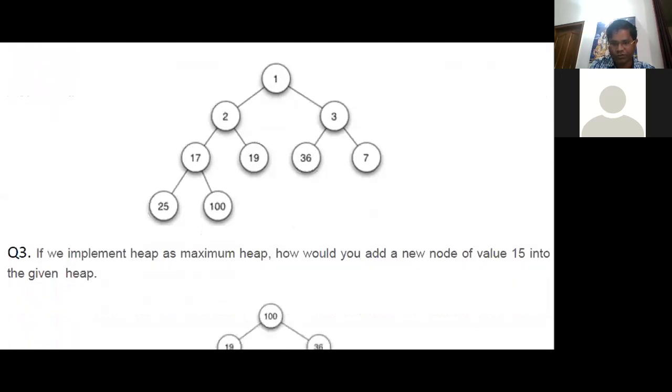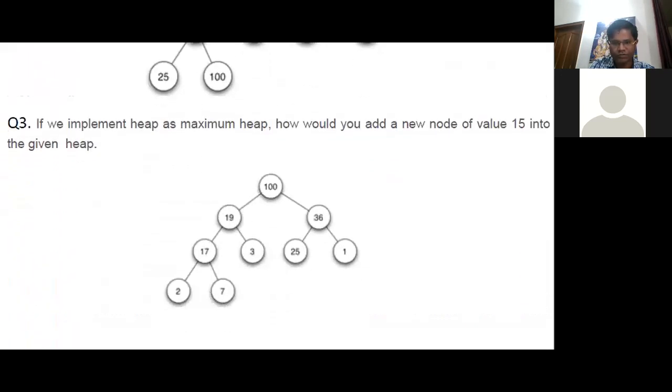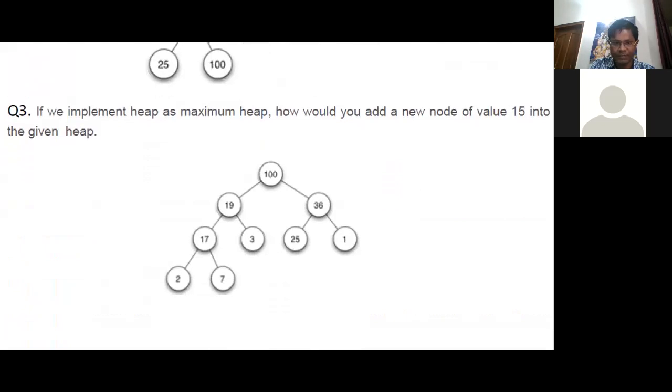Now let's move on to the third question. This is also a simple question, that is an application of max heap. In question number 3, if we implement the heap as a max heap, how would you add a new node of value 15 into the given heap? So this is the given heap and the heap is of type max heap. Since the root has the higher value, you can check at each level. At each level, all the nodes have a value higher than all their children. So this is a max heap and you have to insert an element 15 into this max heap.